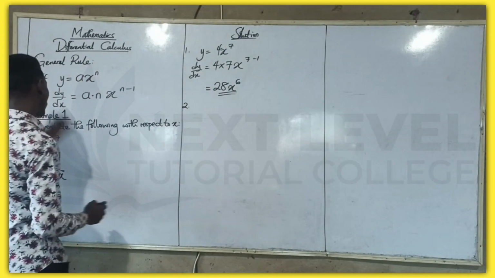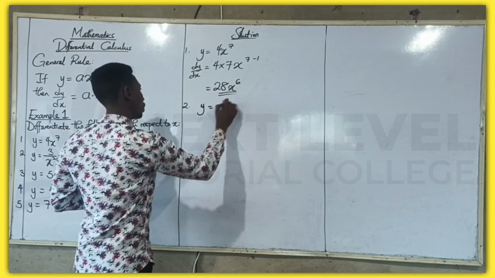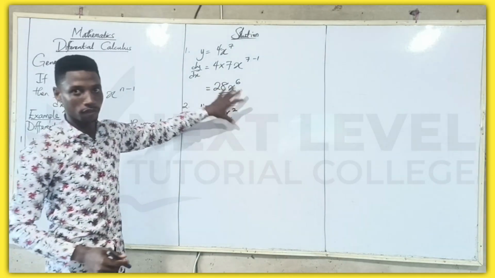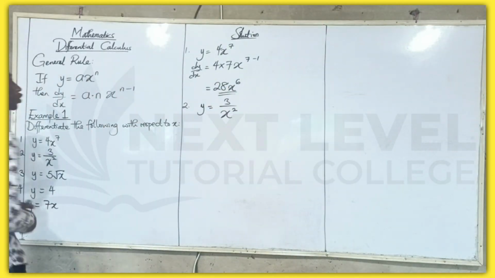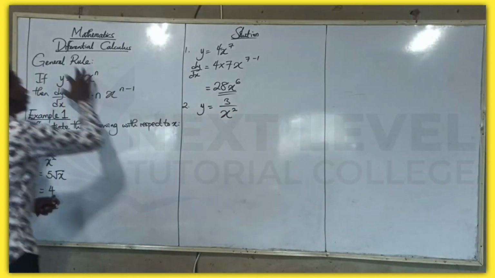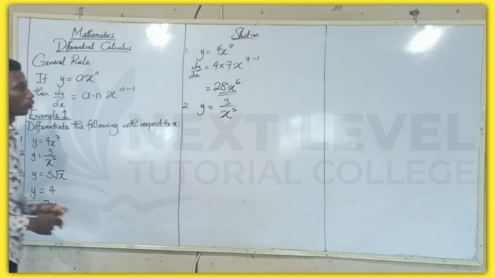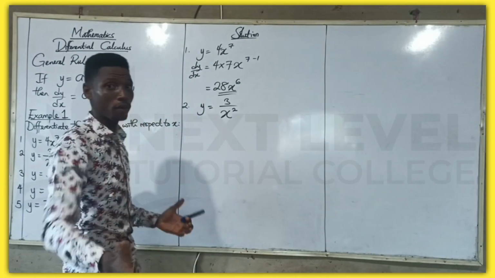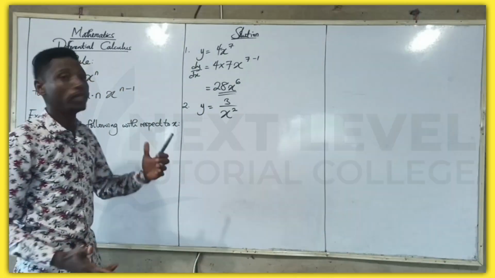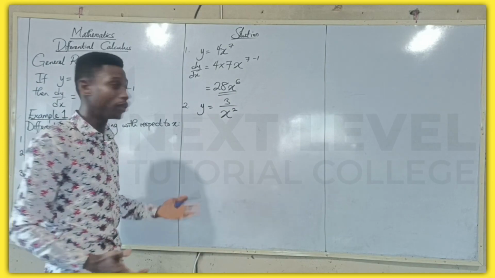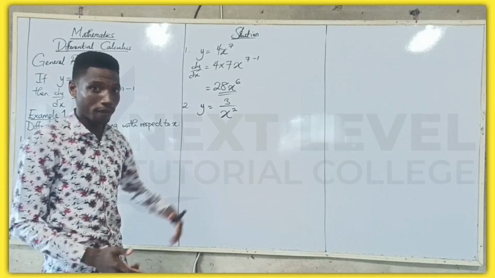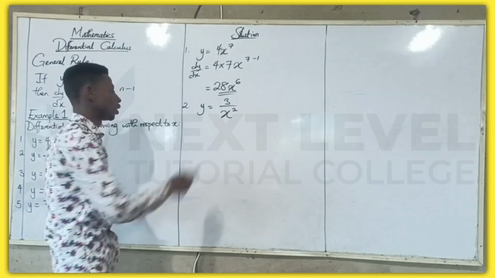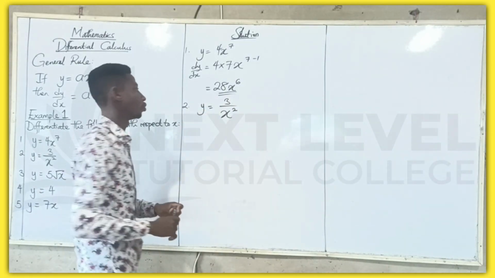Number 2, we have y equals 3 over x squared. Now, this is expressed in fraction form, but we cannot apply the rule unless it is in this linear form. So what do we do? You should remember indices. Mind you, if you are watching this video and you have not watched my video on indices, or you don't understand indices very well, do well to check the channel for that video. Watch it. It will help you understand indices better from scratch to finish. I've done justice to that topic in that video.